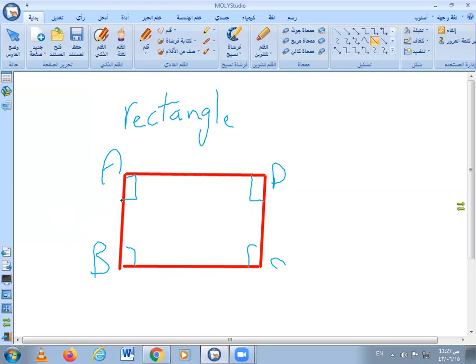Number two, from the properties of the rectangle, the property which makes the difference between the three shapes: the diagonals of the rectangle are equal in length. That means the length of line segment AC equals the length of line segment DB. If AC equals 6 centimeters, then DB also equals 6 centimeters. The two diagonals of the rectangle are equal in length.